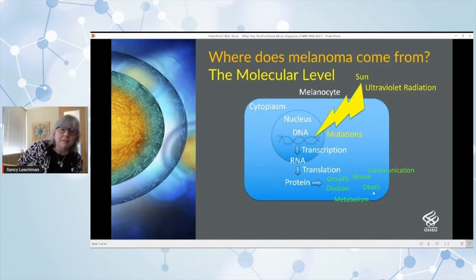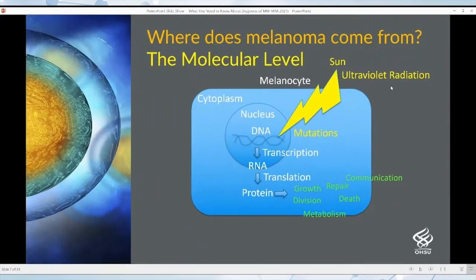Okay, so what happens to create cancer? Well, in the case of melanoma, a lot of it is caused by sun and ultraviolet radiation. There's other things that can create mutations, but we know that sun is one of the primary drivers of mutations in the DNA. So what happens is that sunlight comes in and it goes through the cell into the nucleus and mutates the DNA. And when it does that, you can see it messes up the code. The DNA is now not exactly correct. And so when it isn't correct, the RNA isn't correct.